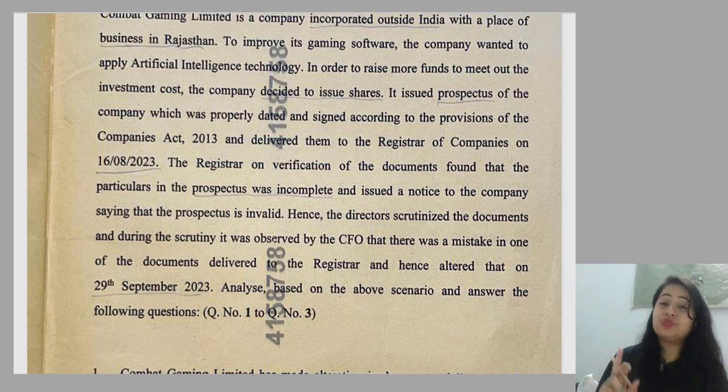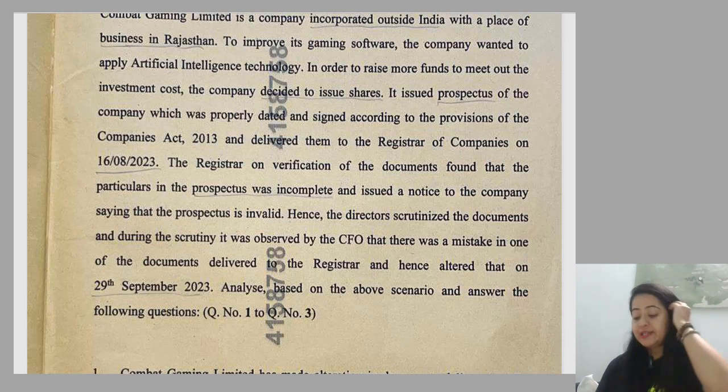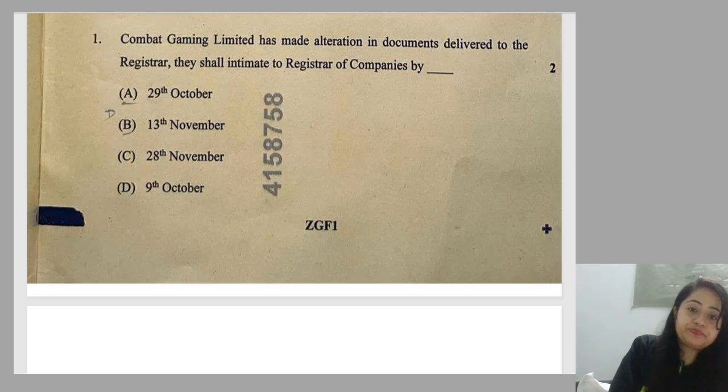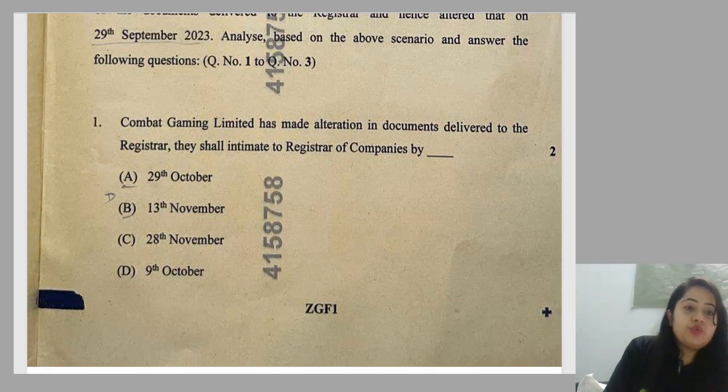Okay. So section 380 says that if any documents are altered, within 30 days of alteration, such intimation should be sent to the Registrar of Companies. So we have to calculate 29th September plus 30 days. So that will come to 29th of October. So that is going to be your correct option. So MCQ 1, your correct answer is going to be A, which is 29th of October, that is 30 days from alteration.